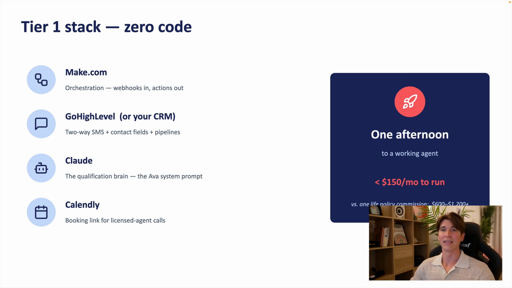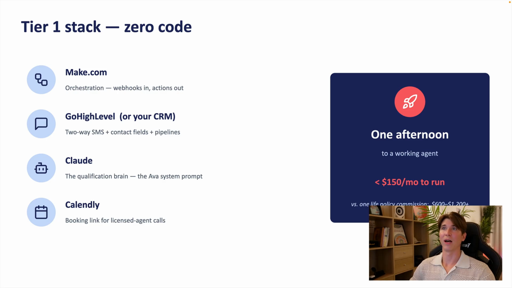We're using Claude as the qualification brain. That's the AI model underneath, very smart and awesome. And then to book the calls, Calendly. Everyone is likely familiar with that. So hopefully, if you are technical or not, this can take maybe one afternoon to get a working agent, and maybe it will cost $150 a month to run, versus if you get one policy commission, that might be $600 to $1,200 earned. So there's the cost benefit breakdown of creating an agent like this.